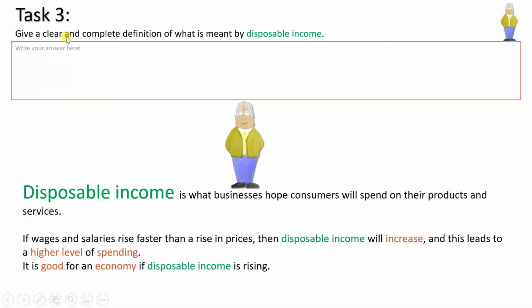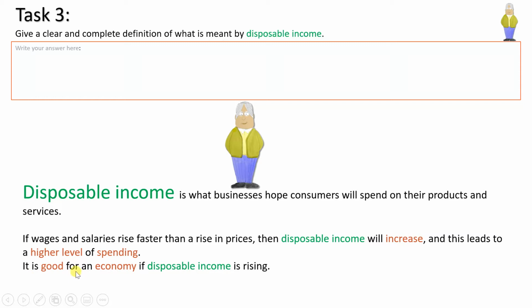Task 3. Give a clear and complete definition in your own words of what is meant by disposable income. Disposable income is what businesses hope consumers will spend on their products and services. If wages and salaries rise faster than a rise in prices, then disposable income will increase, and this leads to a higher level of spending.